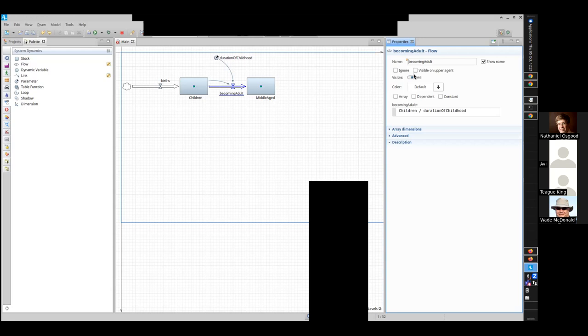So if you know the mean time someone spends in there, you can figure out the rate of leaving, the chance per year of leaving. If you know the chance per year of leaving is 0.1, how long do they spend in that stock on average? 10 years. 1 over that rate, right?